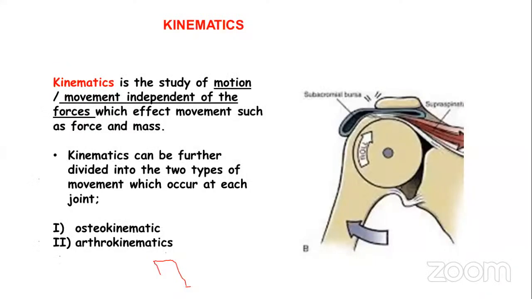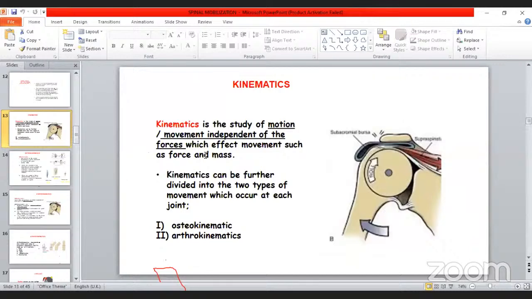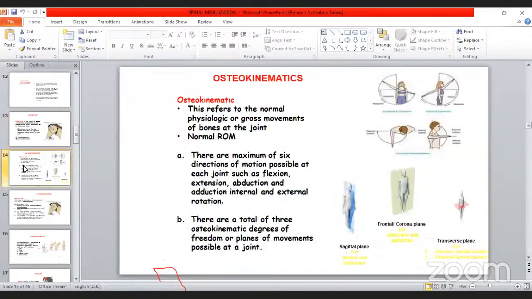Some movements are taking place, rolling and gliding, that we cannot see. That aspect is the arthrokinematics aspect. Okay, that is the arthrokinematics aspect. So let's have a look again.